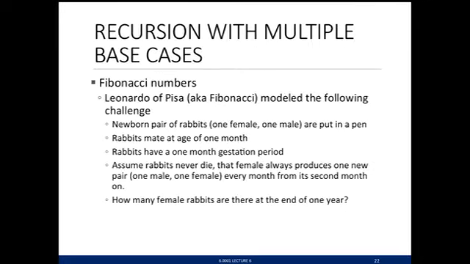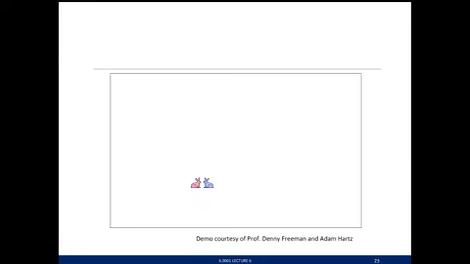He said, I'm going to put a newborn pair of rabbits, one male and one female, into an enclosure, a pen of some sort. And those rabbits have the following properties. They mate at age 1 month, so they take a month to mature. After a 1 month gestation period, they produce another pair of rabbits, a male and a female. And he says, I'm going to assume that the rabbits never die. So each month, mature females are going to produce another pair. And his question was, how many female rabbits are there at the end of a year, or 2 years, or 3 years? So, the idea is I start off with 2 immature rabbits.